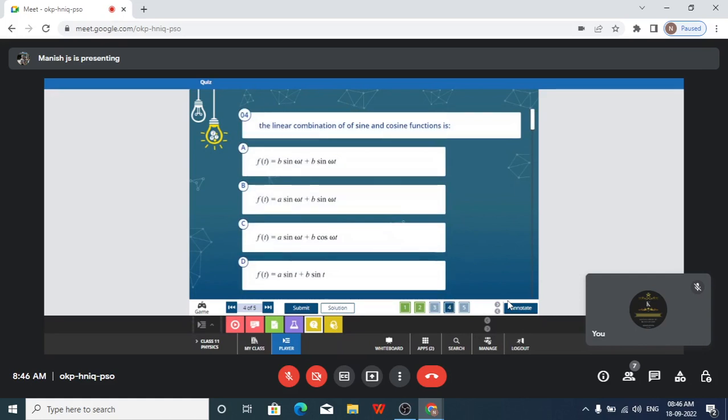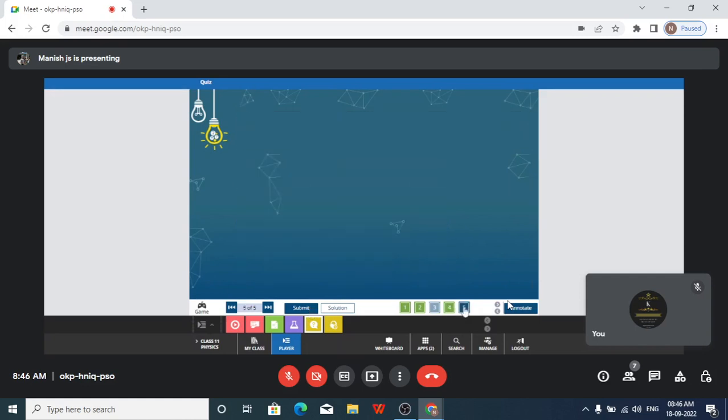Which is a linear combination of sine and cosine functions? We saw this today. Option C: f of t is equal to a sine omega t plus b cos omega t. So the resultant function can be expressed as a summation of individual functions using superposition. We saw that superposition of sine and cosine waveforms can be expressed like this. Very good. This is correct.